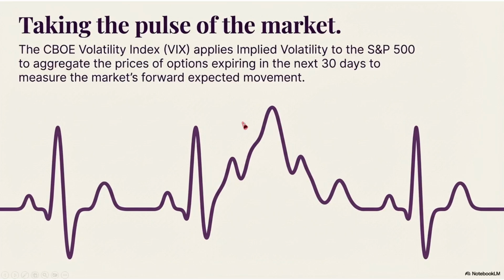Now that we know how implied volatility works for individual stocks, we can look at the macro level. The CBOE Volatility Index, which is the Chicago Board Options Exchange, or the VIX simply, applies implied volatility to the S&P 500. It aggregates the prices of options expiring in the next 30 days to act as a real-time pulse of the market's forward expected movement.